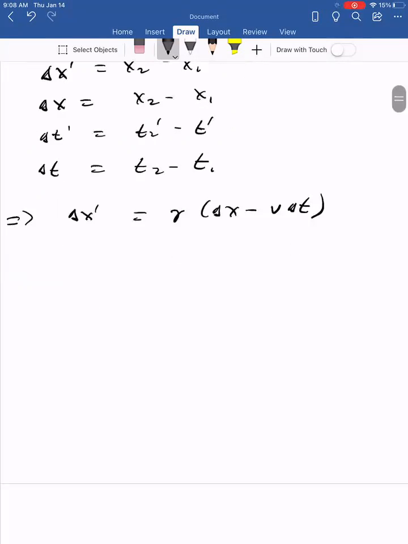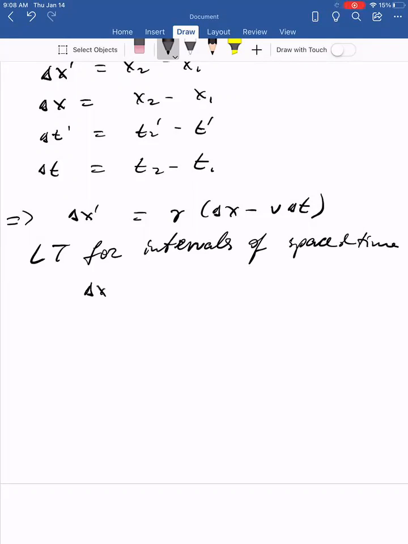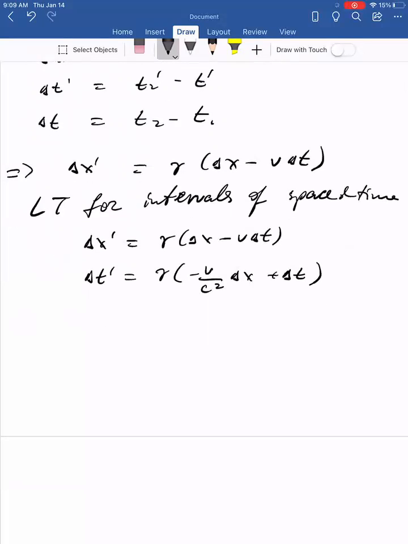So the resulting Lorentz transformations will basically look the same, right? So let me write down Lorentz transformations for intervals of space and time. They basically look the same, but let me write them down for completeness. So this is forward, and then there is the reverse.